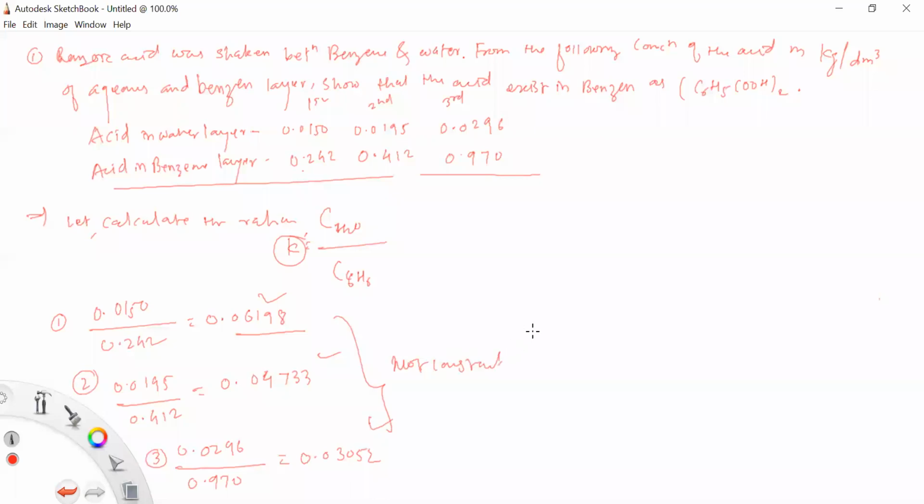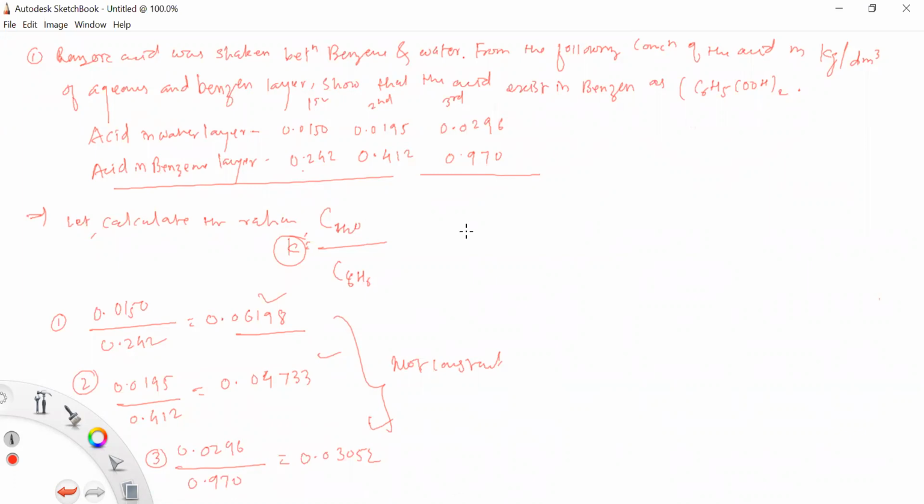Not constant. And therefore the molecular condition of the acid is not the same or normal in benzene. म्हणजे हा जर कॉन्स्टंट आला असता तर सेम असता, पण कॉन्स्टंट येत नाही, म्हणजेच तुमची मॉलिक्युलर कंडिशन जे आहे, सोल्यूटचा जो मॉलिक्युलर फॉर्म आहे तो नॉर्मल नाही आहे, म्हणजेच तो असोसिएशन होतोय.